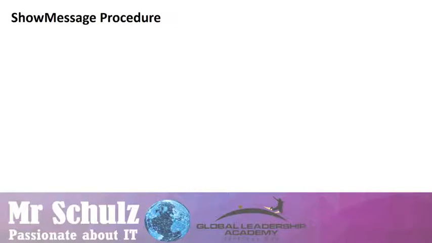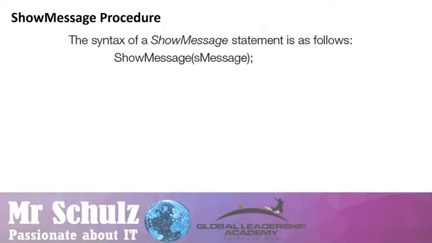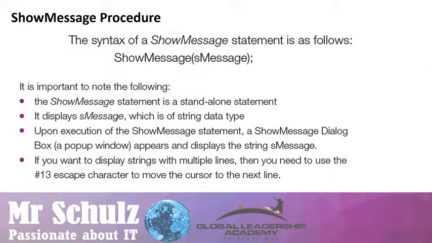So the syntax, the way that the show message works is as follows. So we have the keyword show, or the procedure name show message, and then we have an argument that the show message procedure needs to execute. So it needs the message that it needs to display, and that is placed in brackets. Very important, it's of string data type.